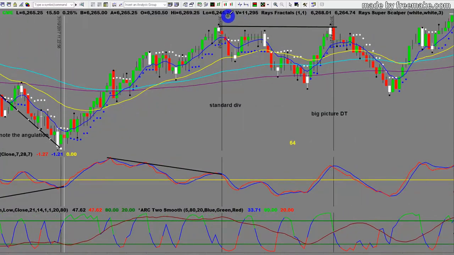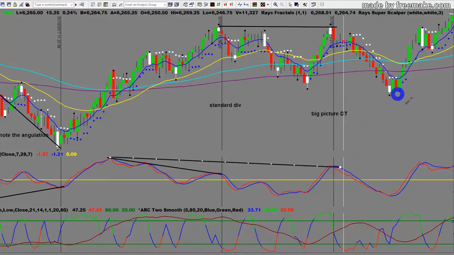We've now ended up forming a big picture double top. A big picture double top is when I go over an extended area, I call that a big picture. As many of my traders know, I love double tops and double bottoms. So here we've got a big picture double top over a much larger area, and that worked out very nicely.